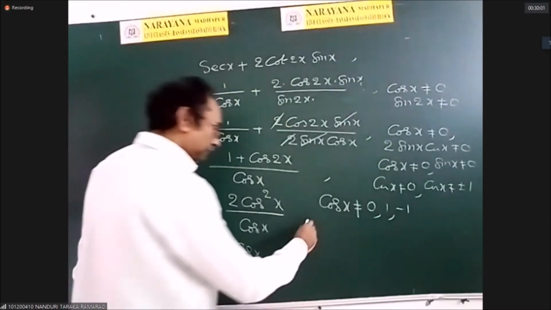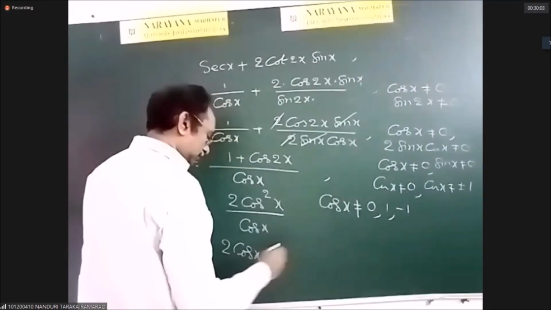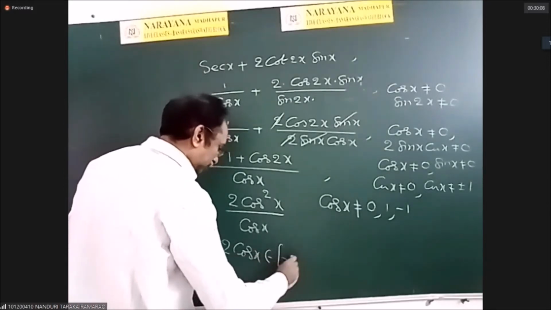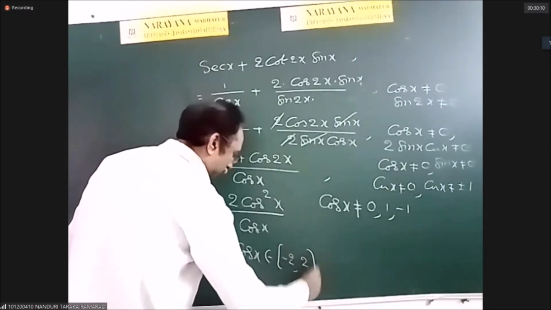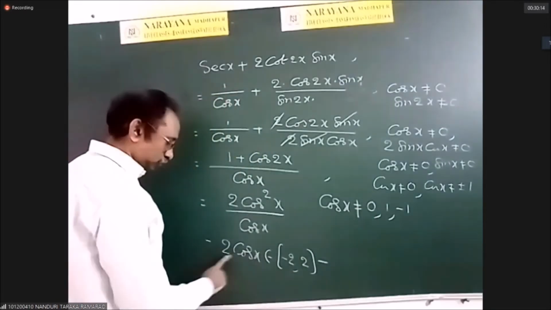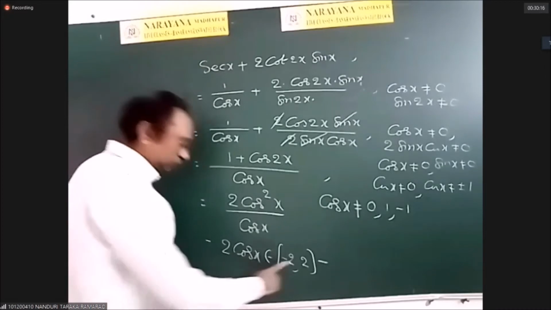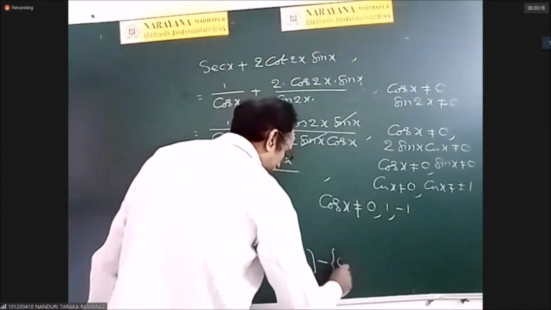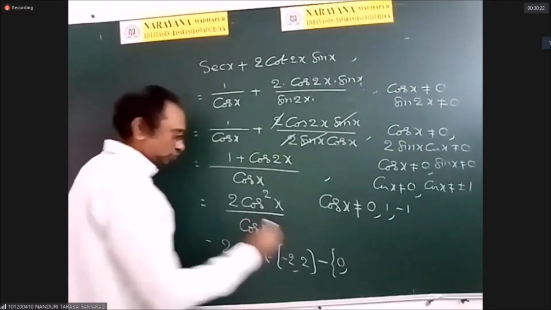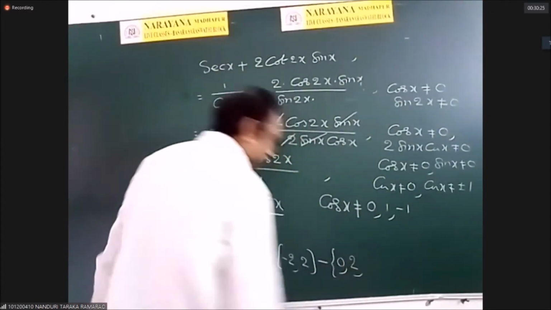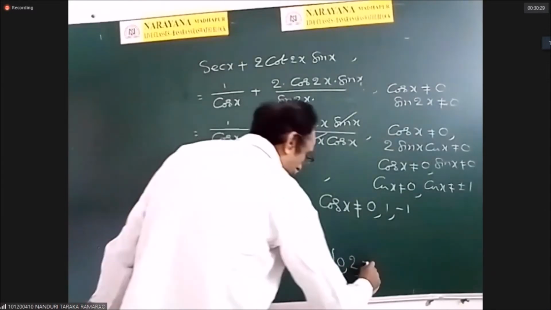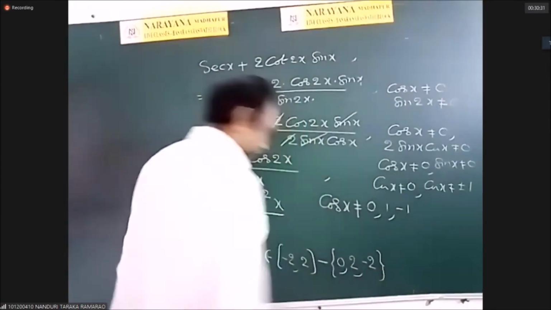And therefore, previously you have written the range. What is the range you have written? 2 cos x is in the closed interval minus 2 comma 2. But cos x cannot be equal to 0; 0 into 2 is 0, so 0 should not be there. Cos x cannot be equal to 1; 1 into 2, so 2 cannot be there. Cos x cannot be equal to minus 1, so this cannot be equal to minus 2.